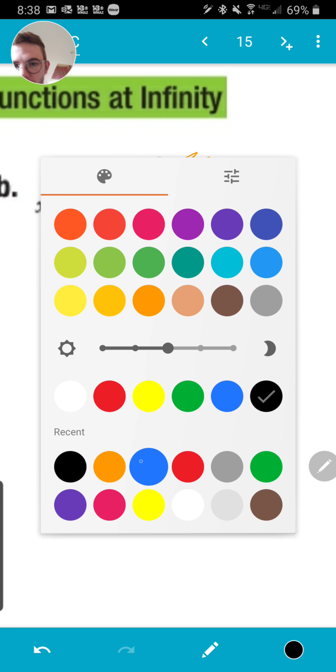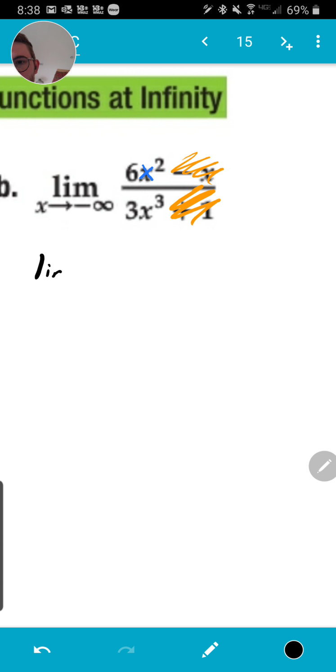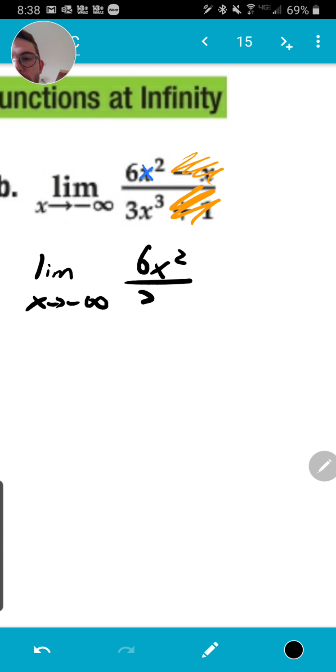Whew. Jeez. This is crazy stuff. So on the top we have 6x squared over 3x cubed. And now we can do some simplifying.